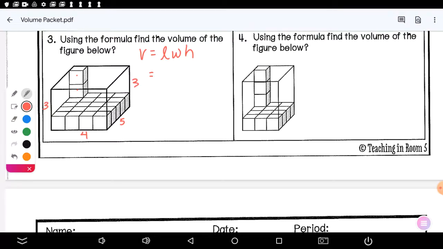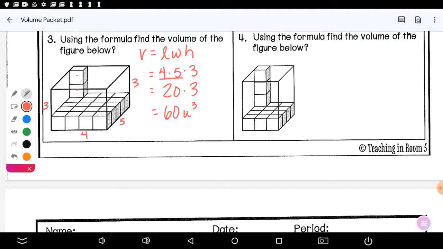So I rewrote. I'm going to substitute in what I know. 4 times 5 times 3. Do you have all this on your paper? Elise, what 2 numbers do you want to multiply together first? 4 times 5. Okay, what is 4 times 5, Elise? 20. 20, and then we have times 3. So we get 60 cubic units. So we have to write all of that. Yes, you have to write all of that. You will survive, I promise.